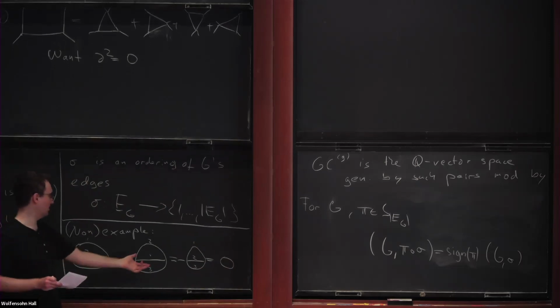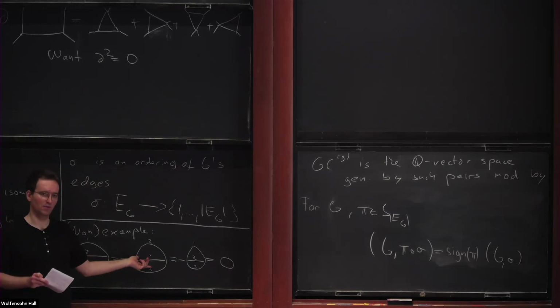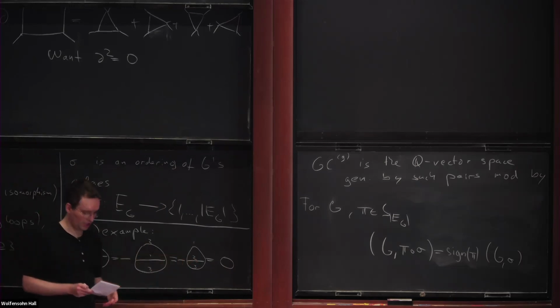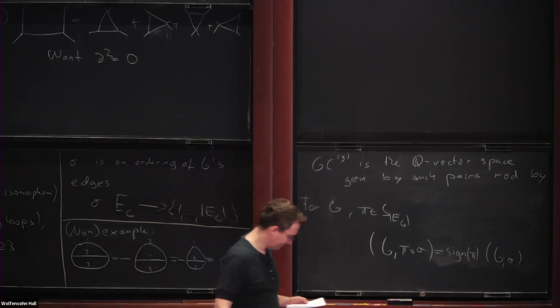And you can see that this kind of relation comes from an automorphism of the graph. Because we have an automorphism that reverses this ordering, we have this generator being 0.